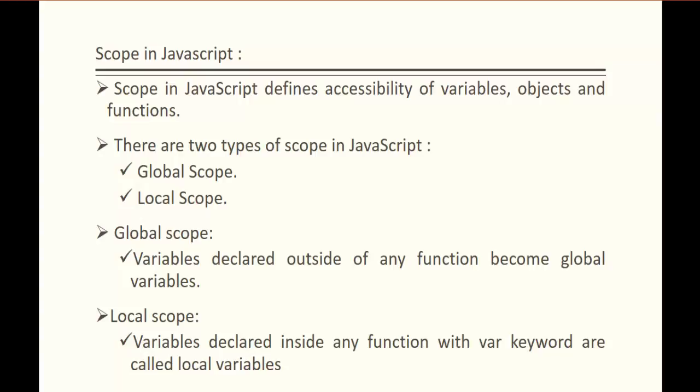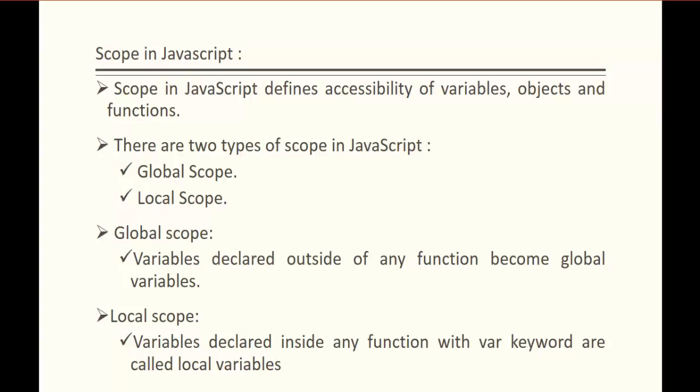Keep in mind, variables declared outside of any function become global variables, and that type of scoping a variable is called global scope, in the sense that the variable is accessible anywhere throughout your program. That type of scoping a variable is called global scope.